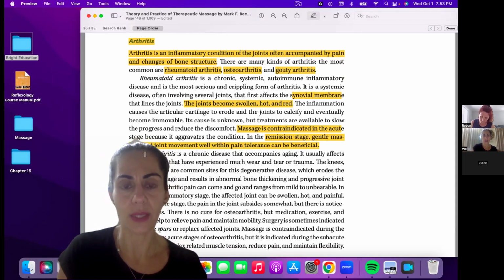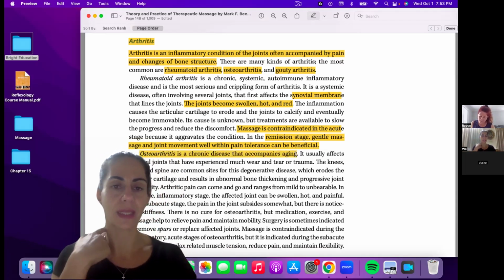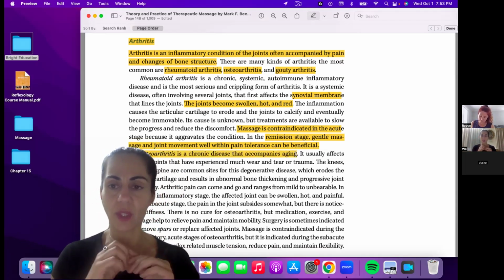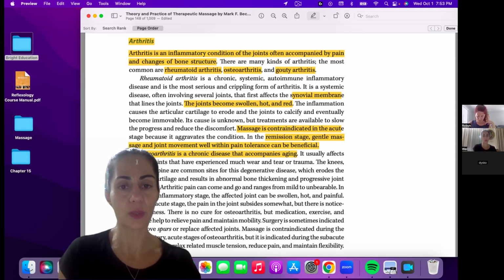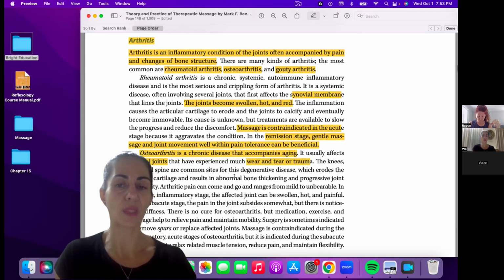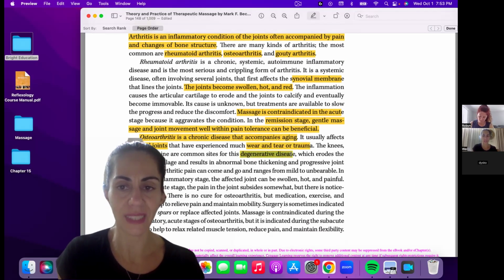Osteoarthritis, which is chronic. Osteo means of the bone, and it accompanies aging. So it doesn't have to be any specific reason. Sometimes just the aging process can affect it. And it affects the synovial joints, from wear and tear and trauma. So the knees, hips, and spine are more common sites for this degenerative disease.